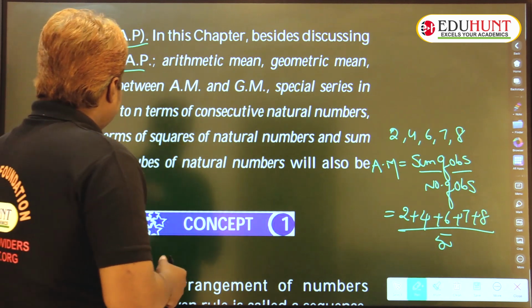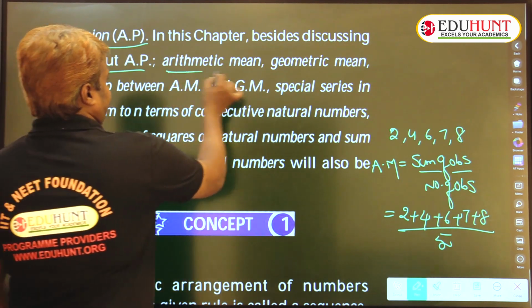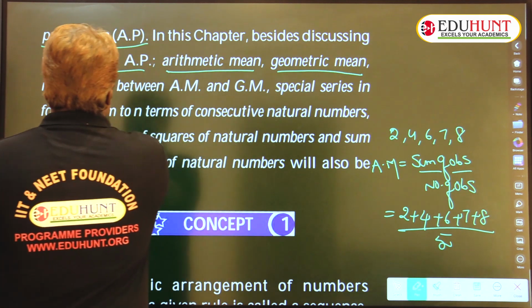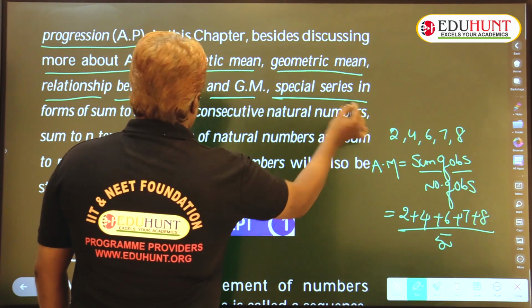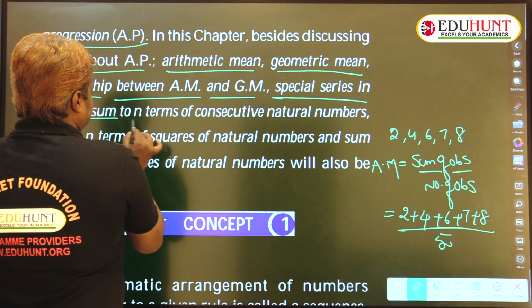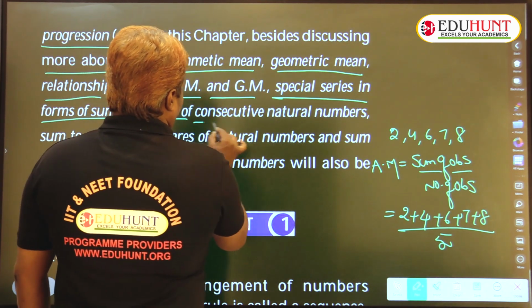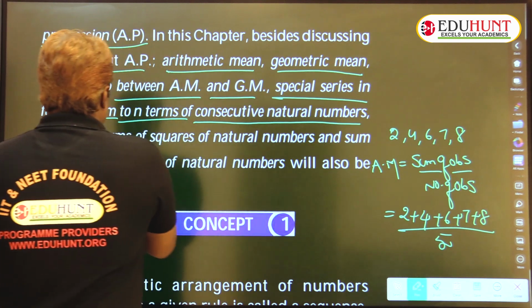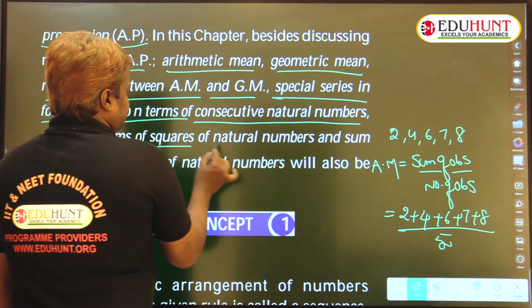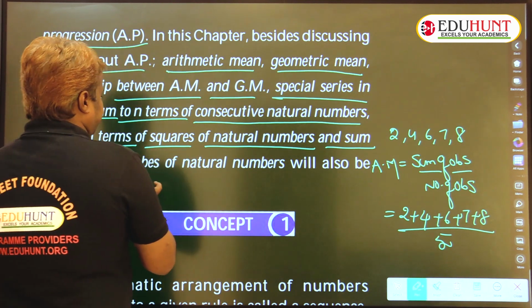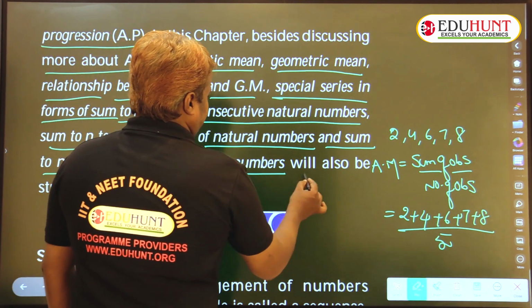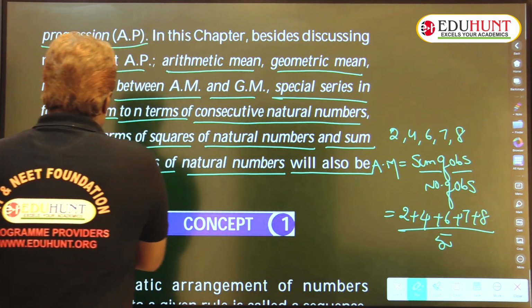Now you can take the relationship between arithmetic mean and geometric mean, the relationship between AM and GM. The special series in the form of the sum of n terms of consecutive natural numbers, the sum of n terms of squares of natural numbers, and the sum of n terms of the cubes of natural numbers will also be studied.